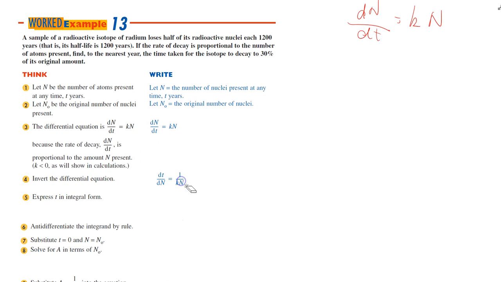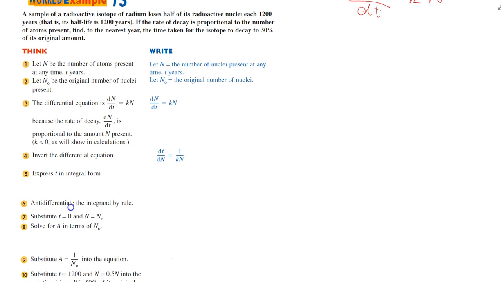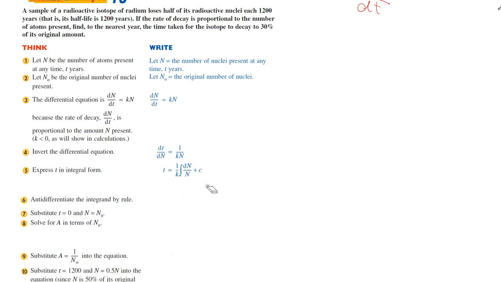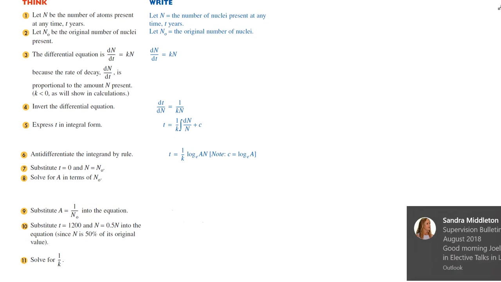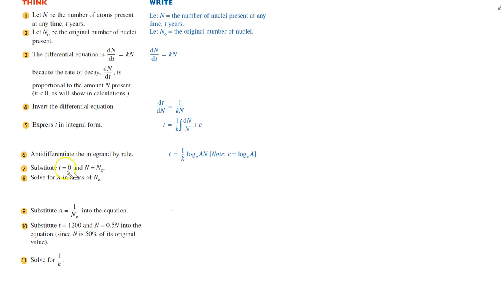So we can invert that equation, dt/dN. We can express in integral form, t equals 1 on k, integral dN on N, plus c. They've just taken the 1 on k outside as a multiple. And to integrate that by rule, you should be able to tell me that that's t equals 1 on k log base e of aN, and that a has come from that c, and I've spoken about that a few times. Again, come and talk to me if you need to.